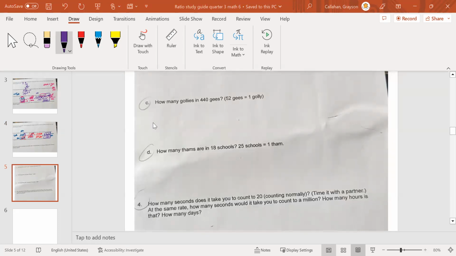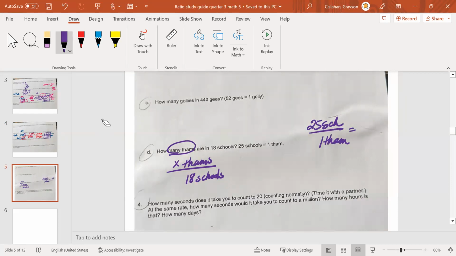I'll just do D. How many TAMs are in 18 schools? Okay, how many TAMs are in 18 schools? 25 schools equals 1 TAM. How many TAMs, so I'm going to put TAMs with an X because I don't know how many, are in 18 schools, right? And the conversion is there are 25 schools equals 1 TAM. You can flip this however you want. You could put 1 TAM on top and 25 schools. This is a ratio, it could flip flop, okay? So if you want this, set it equal.